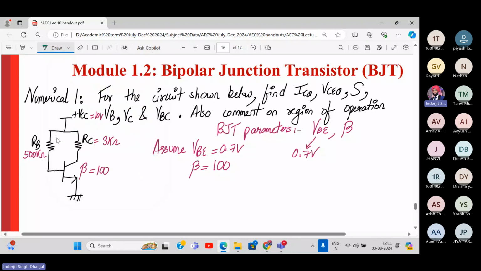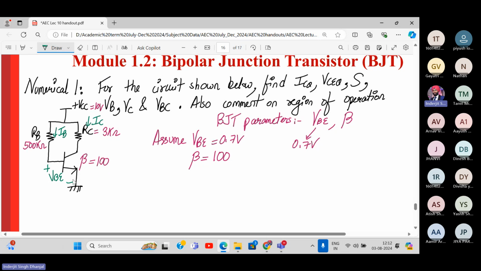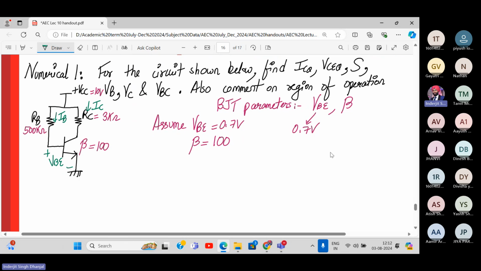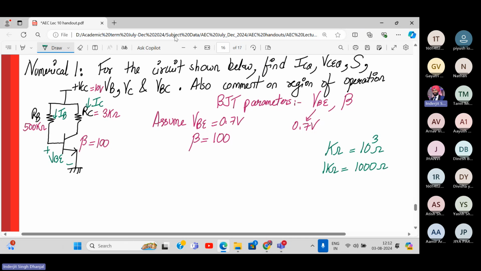Now we have to determine IB, and IC is flowing over here. We have just now done the analysis, right? Anyone knows what is kilo ohms? 10 raised to 3 ohms. So if I write 1 kilo ohm, does that mean 1000 ohms? Yes. Correct? Are you all ready? Have you completed this much? Can we start solving?